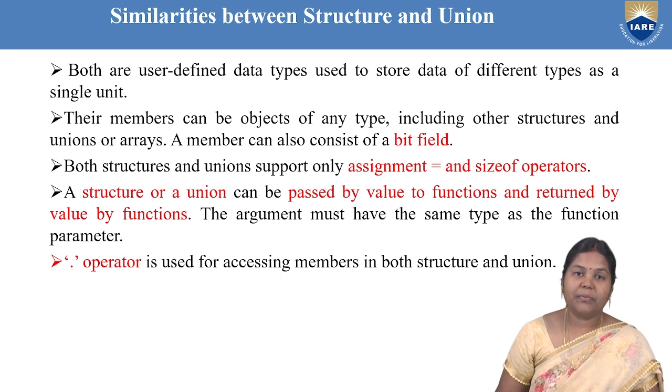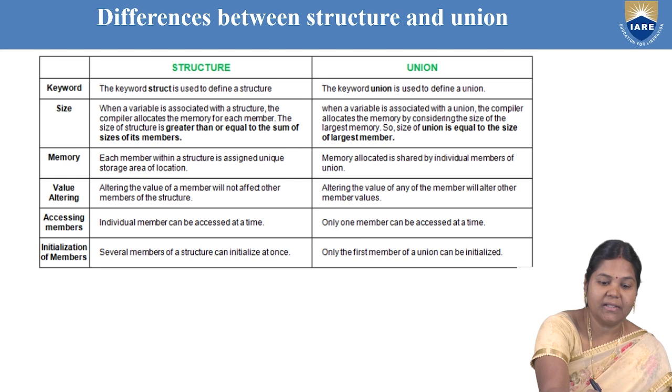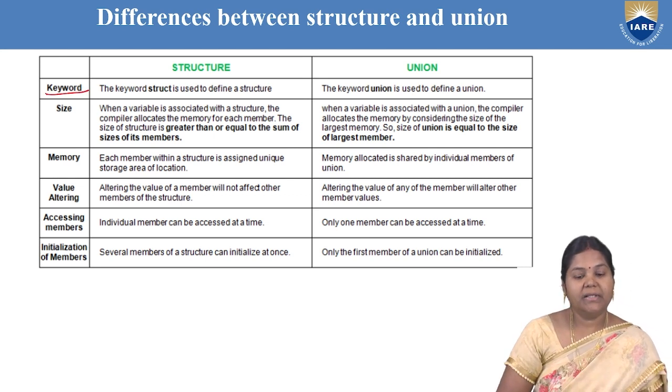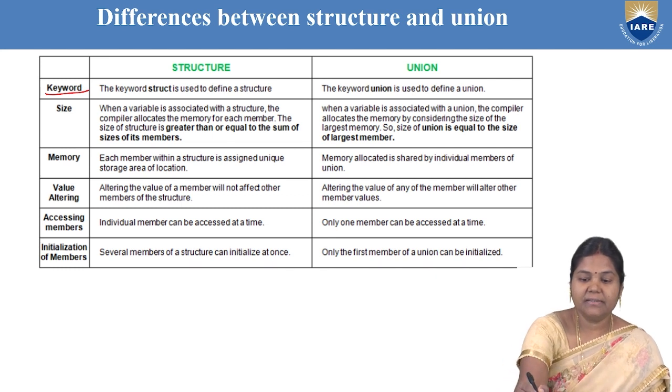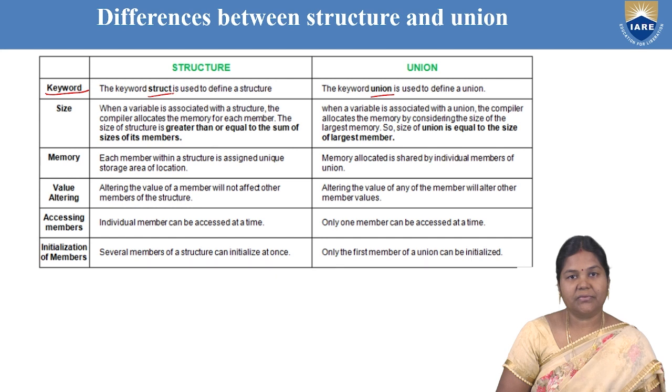Now, let us talk about the differences between structure and union. We can differentiate between a structure and union based on a number of categories. First, based on the keyword: the struct keyword is used to define a structure, whereas the union keyword is used to define a union. This is the first difference.